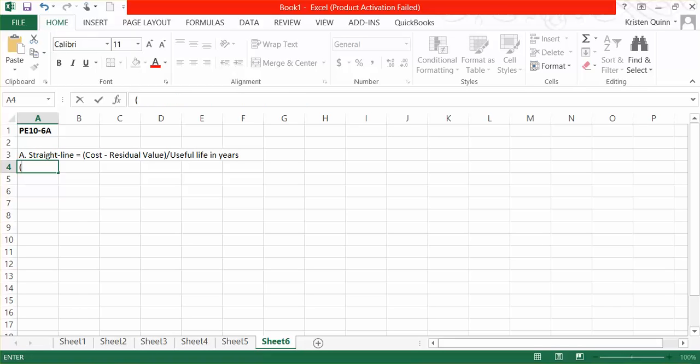So again, we take our initial cost of $465,000, we subtract away the residual value of $45,000, and we will divide it by its useful life of 15 years. So based on those estimates, our depreciation per year is $28,000.